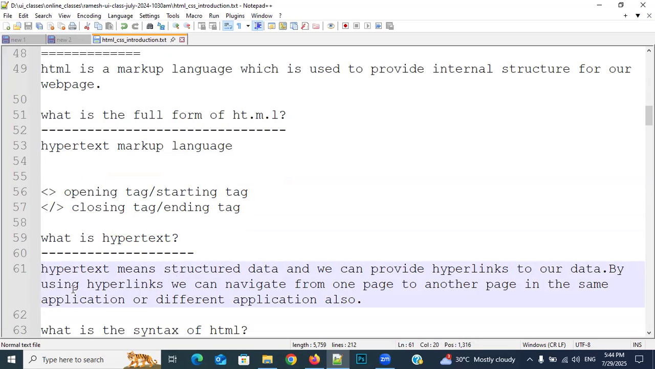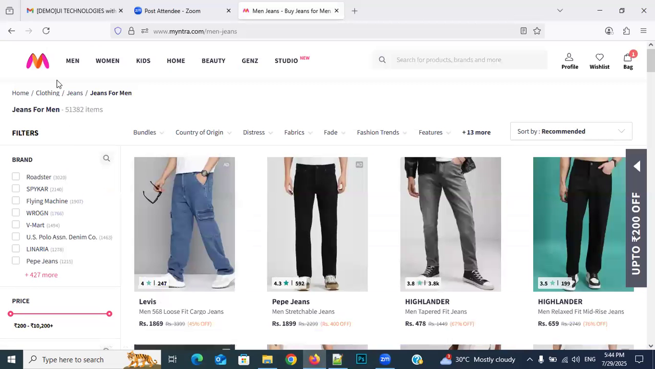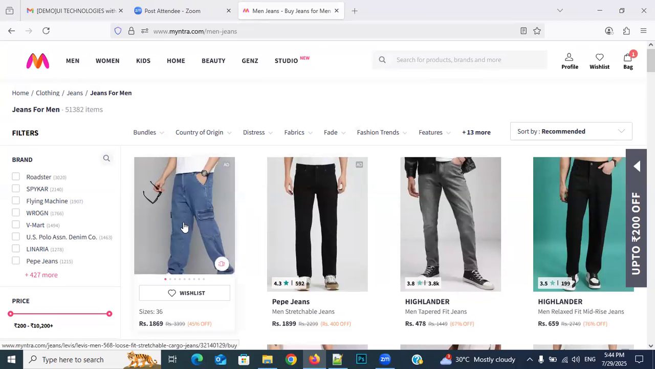For example, hypertext means what? Structured data. Clear, everyone? For example, observe here. I am seeing this web page. Is this web page with a proper structure or not? Respond, everyone. This entire web page is following a particular structure or not? Yes. Okay, how is the structure coming? Because of the HTML.